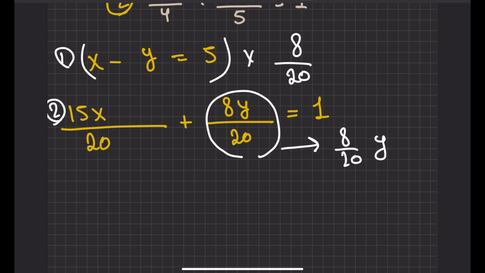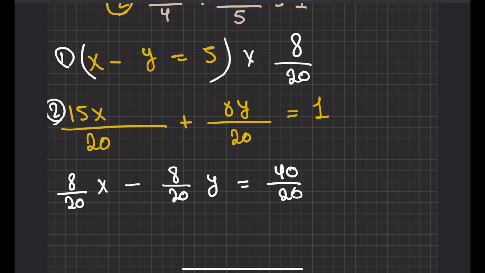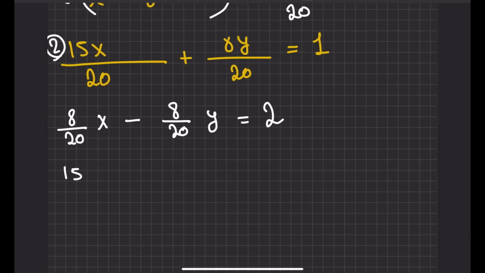Anyhow, let me just clear this part to not confuse you guys. Alright, so it's going to be 8/20 x minus 8/20 y plus 40 divided by 20, which is going to be 2. Here we have 15 divided by 20 x plus 9 divided by 20 y equals 1.